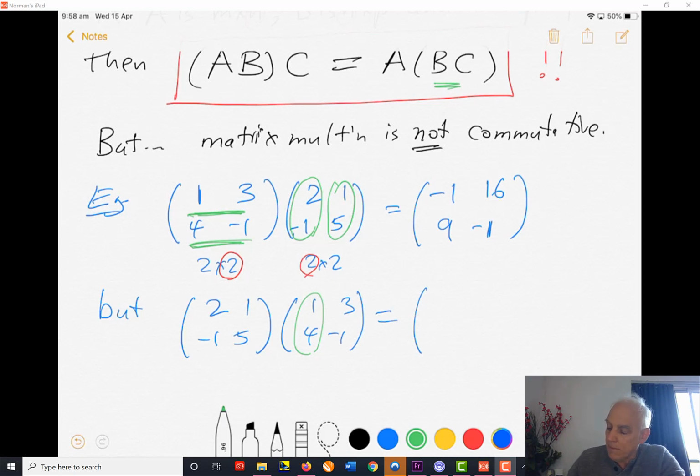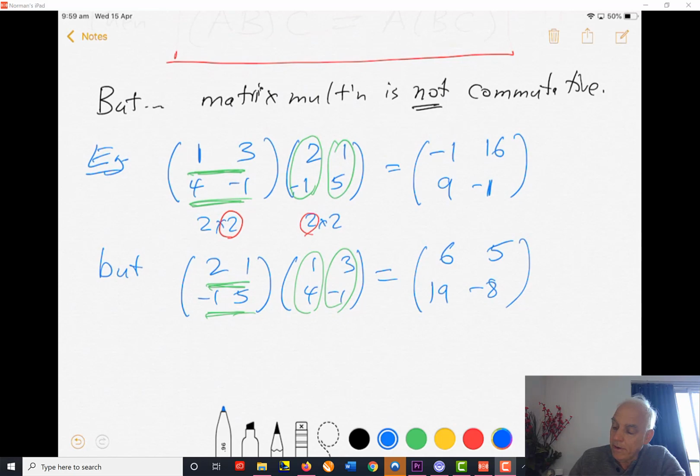Okay, so let's multiply these 2 rows by this first column, 1, 4. So what do we get? 2, 1 times 1, 4 is 2 plus 4, that's 6. And then below it, minus 1 plus 20 is 19. And now the second column we get by multiplying the 2 rows here by the second column, 3 minus 1. And that gives us 6 minus 1, which is 5, and minus 3 minus 5, which is minus 8. Okay, so this is an example that A times B does not equal B times A in general.